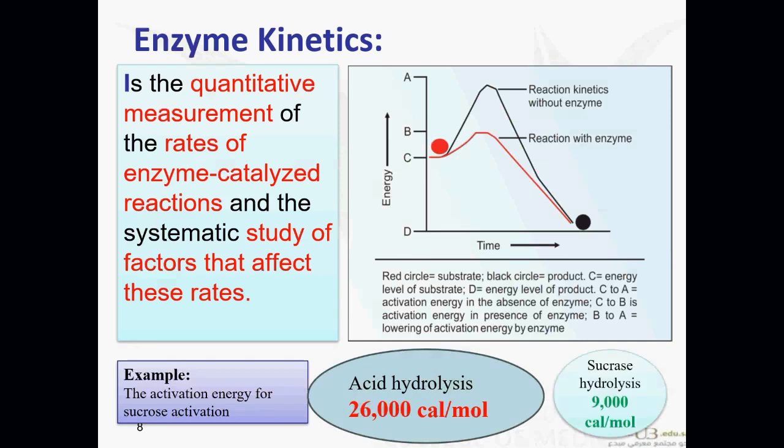The same reaction can take place by the sucrase enzyme, which will reduce the activation energy from 26,000 in the acid hydrolysis to only 9,000 calories per mole. So this is what we mean by this reduction of the energy. 26,000 minus 9,000 calories. This is the difference which can be achieved by this specific example.